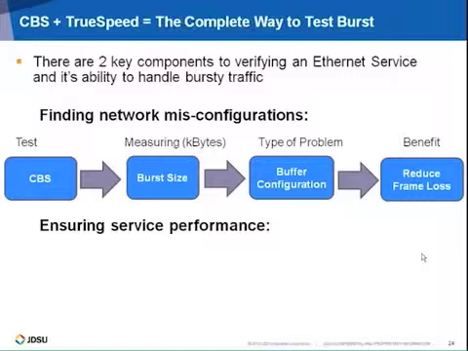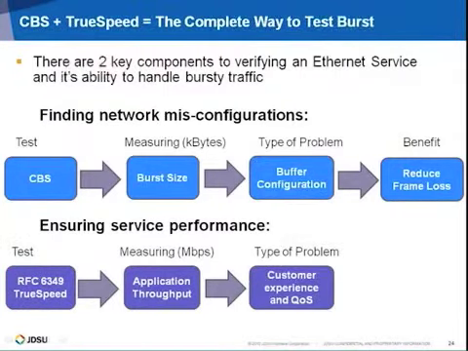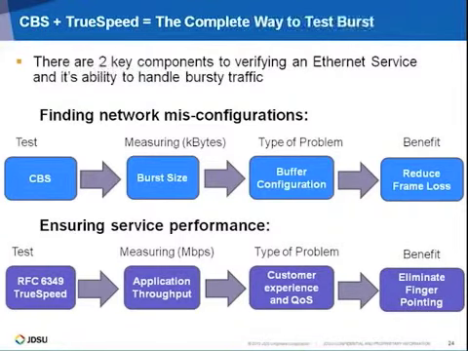The first one, for configuration problems, is the CBS test. So the committed burst size test, you're measuring burst size in an amount of kilobytes, for example. That's what you're looking for, a buffer configuration problem. And the benefit of this, of course, is that you're going to reduce frame loss for your users if the buffer is set large enough for that circuit. So that's part one, looking for configuration problems. Part two is then ensuring that the service performance is of the highest quality that it can be.